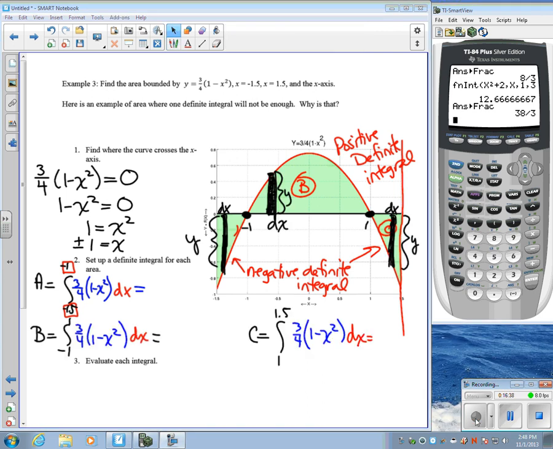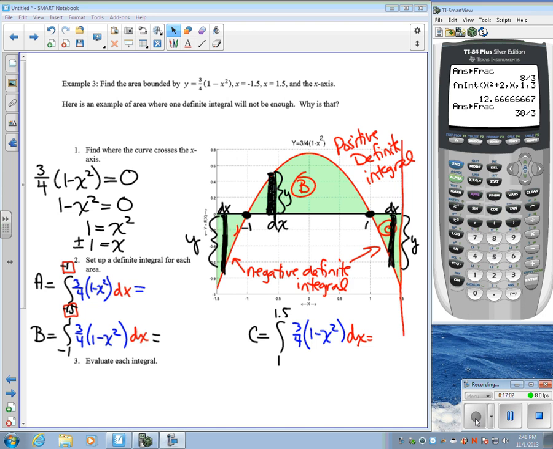So here are my three setups. For B, my bounds go from -1 to +1 of 3/4 times (1 minus x squared) dx. And my region C goes from 1 to 1.5, 3/4 times (1 minus x squared) dx. So now what I need to do is actually evaluate each of these definite integrals. So we're actually going to do this together.